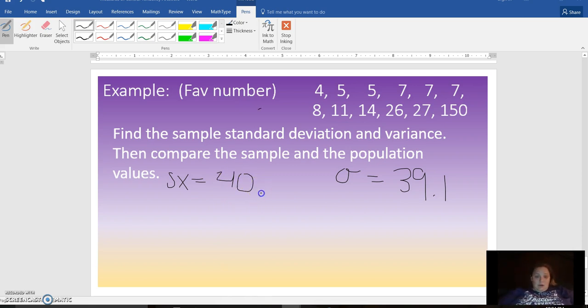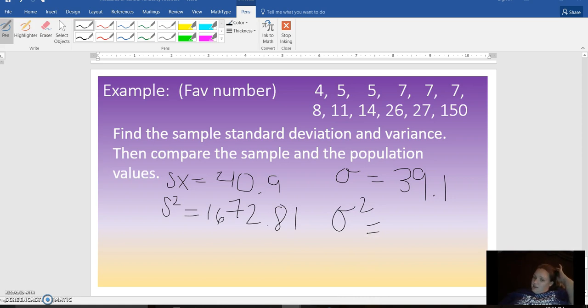Because it was 0.87. Alright, that means that variance S squared for the sample is going to be 40.9 squared, 1672.81. And then the population standard deviation was 39.1, so that is 1528.81. Alright, and we need to compare it.